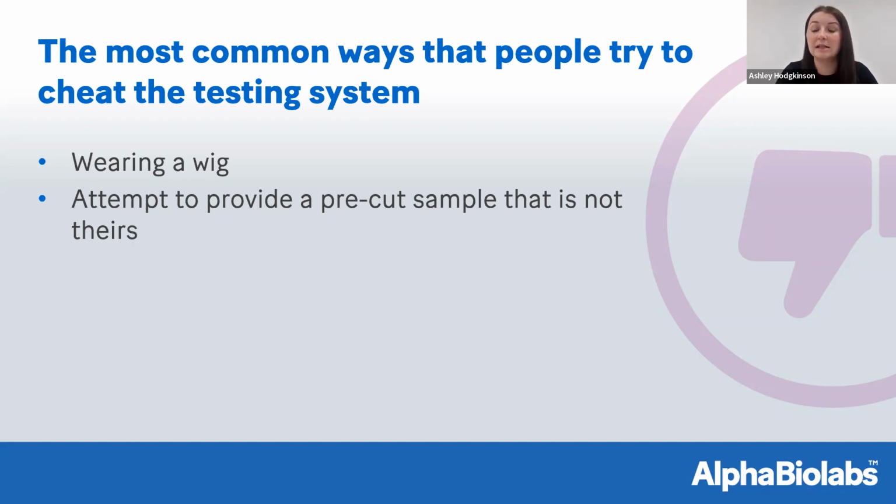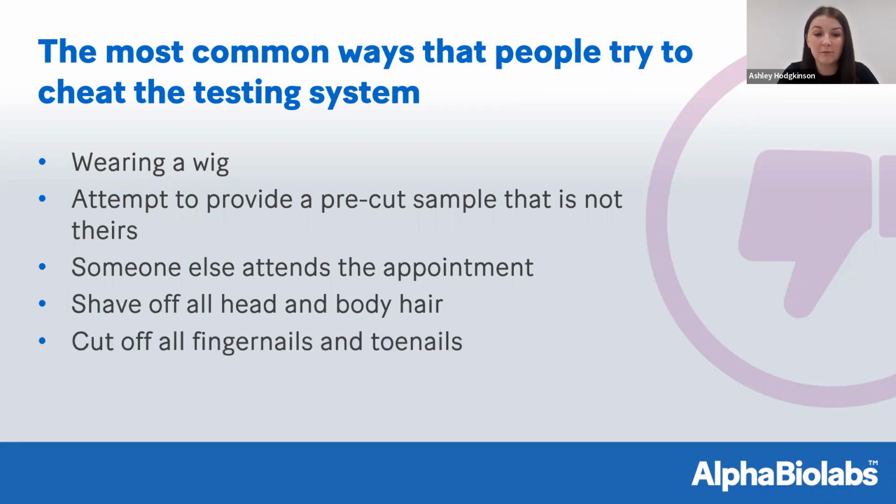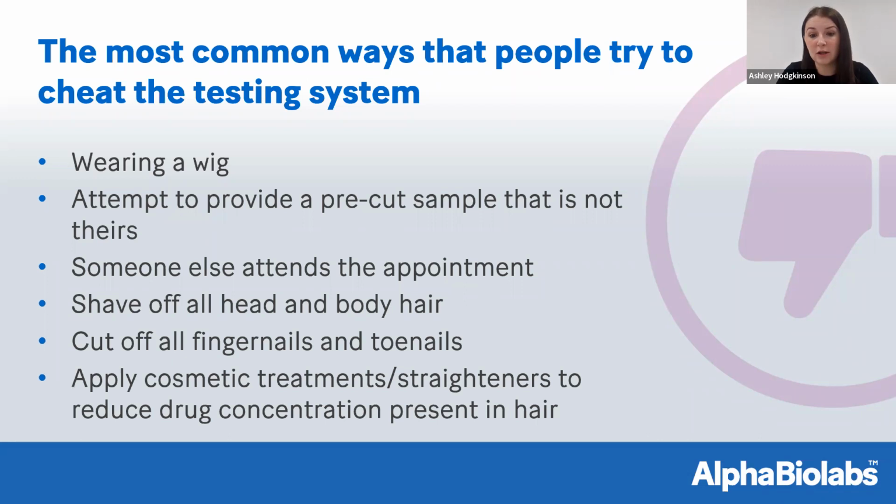It needs to be in our presence and it has to be our collector that cuts the sample. If a donor does come in wearing a wig, we would have to ask them to remove it, as it does need to be a sample of their own head hair. We have other people attending appointments for them, which we'll come on to in a minute. We've had people that have shaved their heads and their bodies, cut the fingers and toenails short, so we're not able to collect a sample, and even apply cosmetic treatments or excessively straighten the hair in the hope that this will reduce the drug concentration that's present. So yeah, shaving head hair and body hair, we can look at nails, cutting off finger and toenails. We do have alternative methods that we can use in those situations, but these are just things that we see when we come out to do collections.